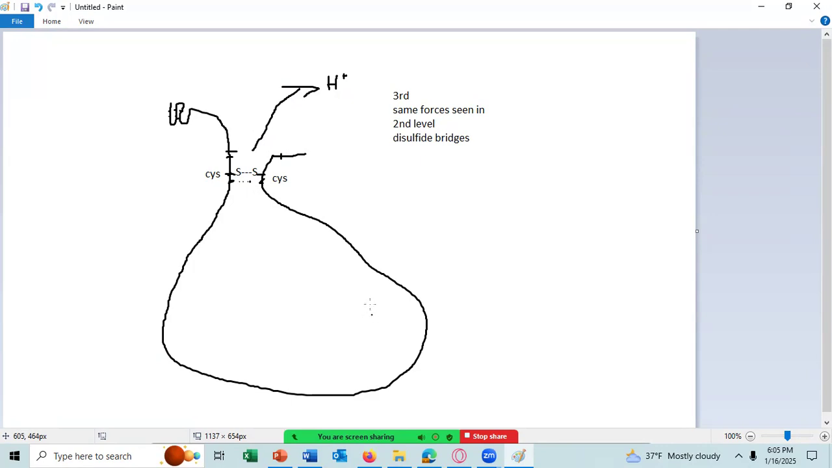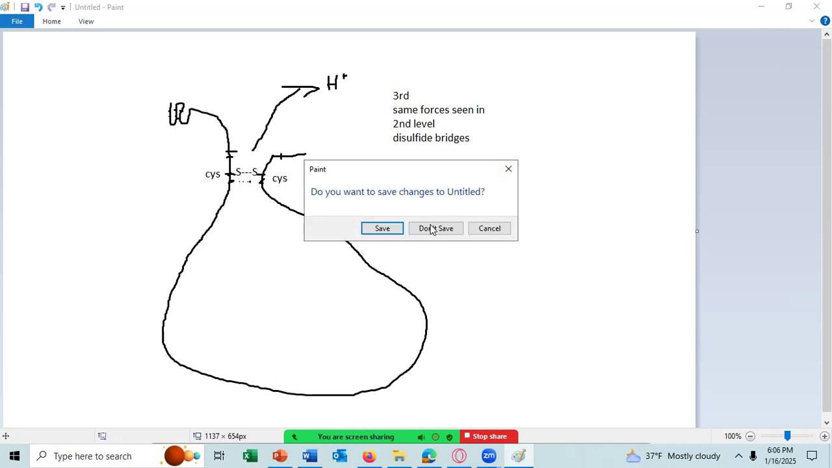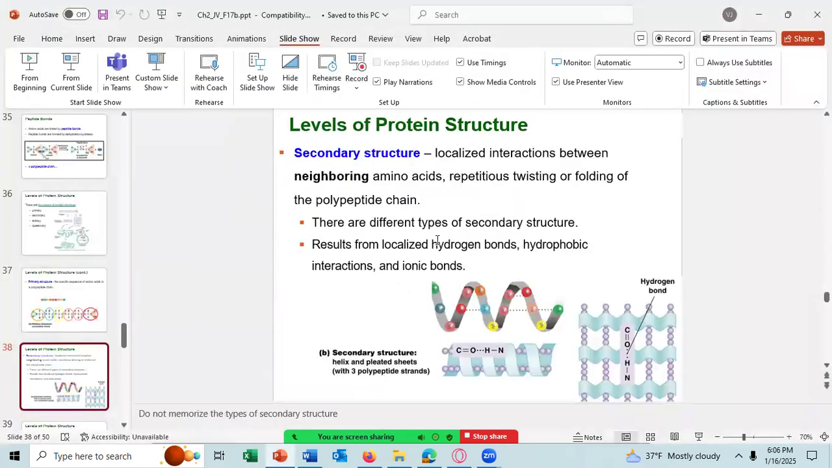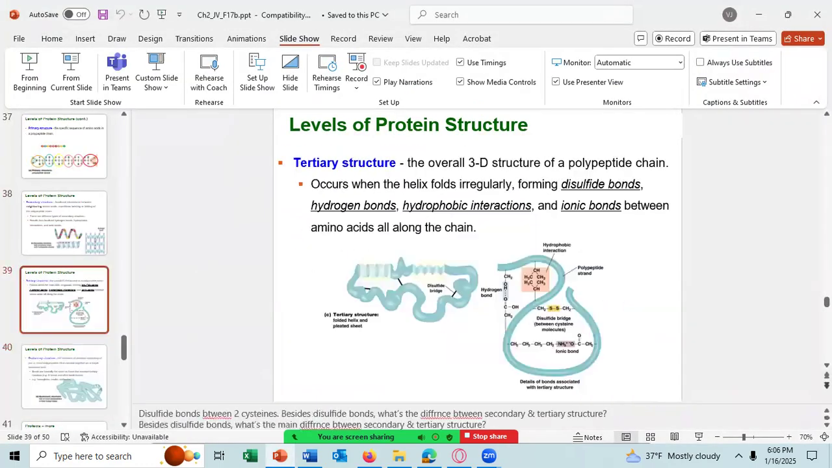My point being, the third level of protein structure has all of the forces of attraction and repulsion as the second level of protein structure, but it has one additional force of attraction, and that's the disulfide bridge, which is a very strong level of attraction. Any questions about that? All right.